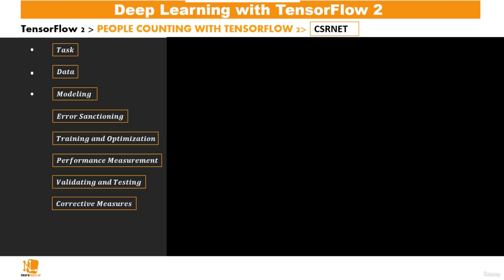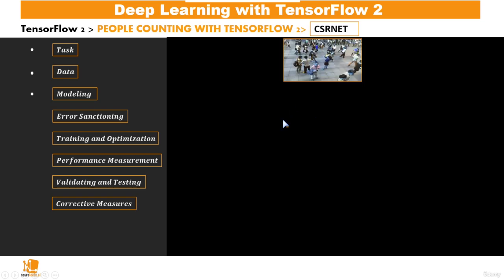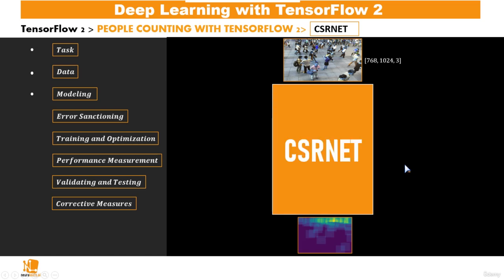Welcome to this section on modeling. In this section, we shall work with the CSRNet model, which when given an input image and output density map can be used to train a people counting model.